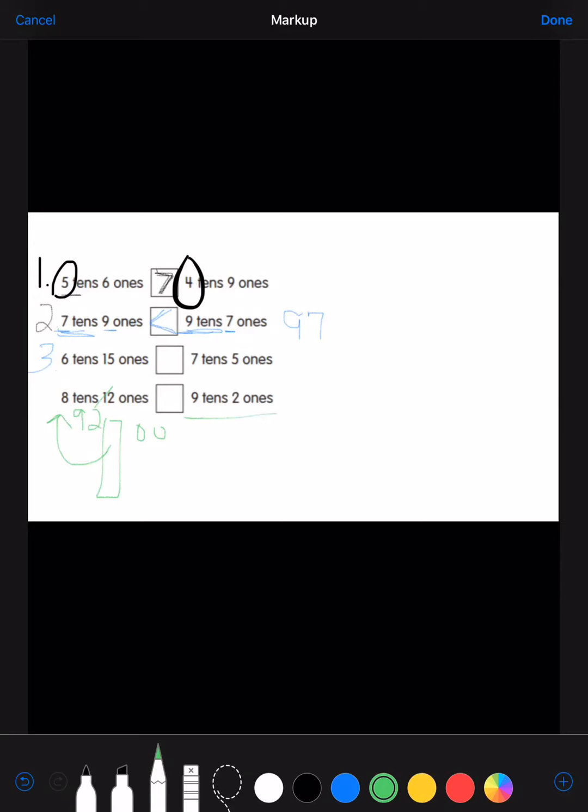And what do you see over here? 9 tens and 2 ones. So it's the same number again. We didn't get tricked on that one, did we? Okay, so we have to write an equal to sign.